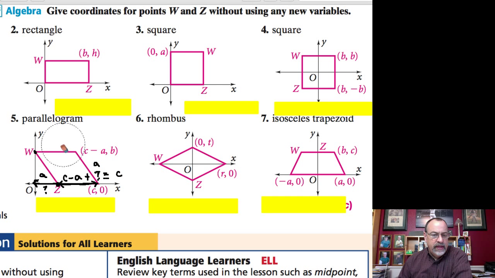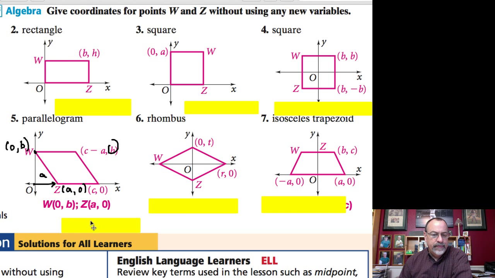So now that I have that, I can write my coordinates, because the coordinate of z is this distance here, which is a, and then 0. And then w is simply 0, and then the height is going to be the same, which will be the y coordinate here. So 0, b would be the value of w. Okay? So by placing these figures in the coordinate plane, we're able to write the coordinates even though we don't know the exact values.